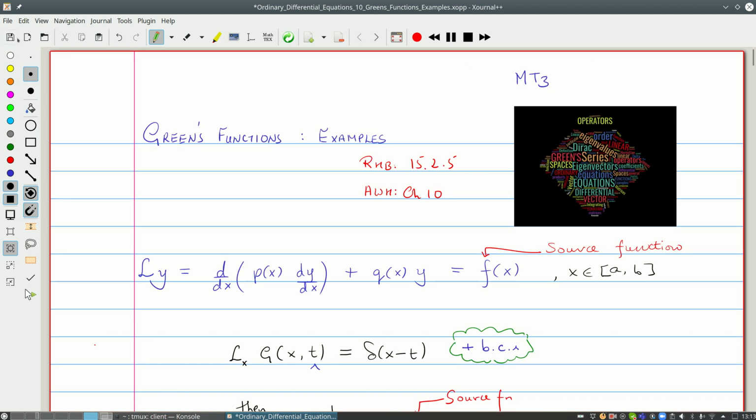Okay, so that's where I'd like to stop with our examples of Green's functions. You'll find more examples in both the books. Please have a look at these, and of course you will see them in our exercise classes.